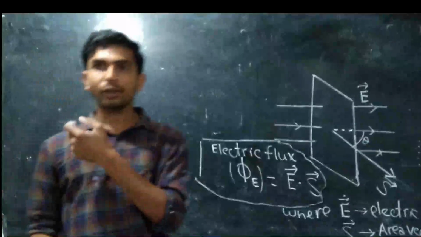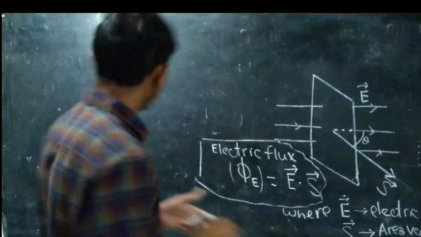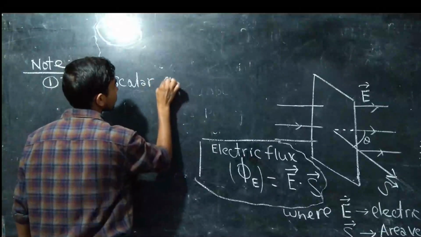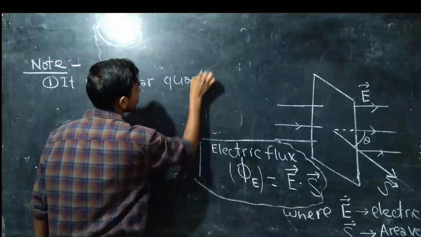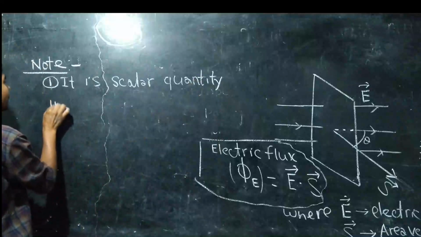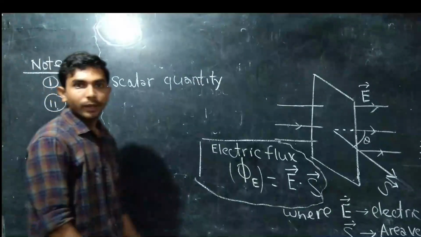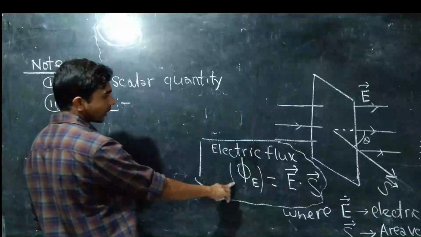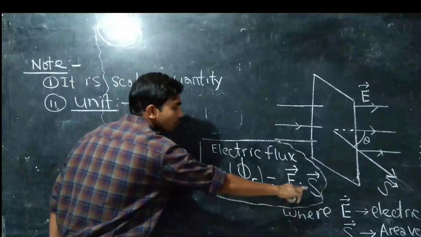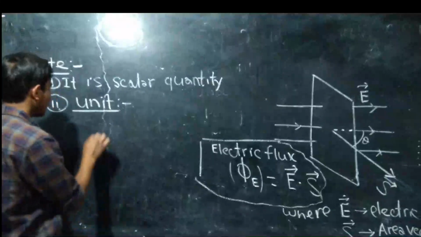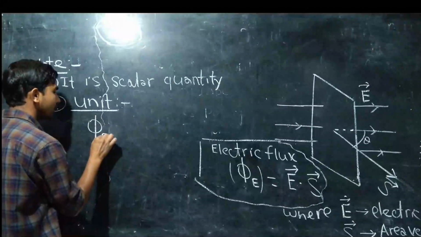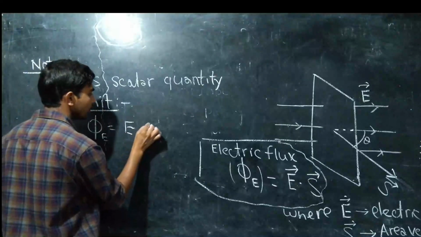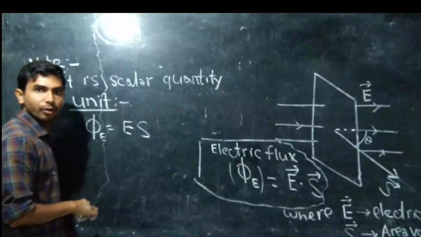So now I am going to write some points related to electric flux. Note, it is a scalar quantity. Second point, unit. Now you can see here electric flux is basically E into S. Phi is what? E into S.